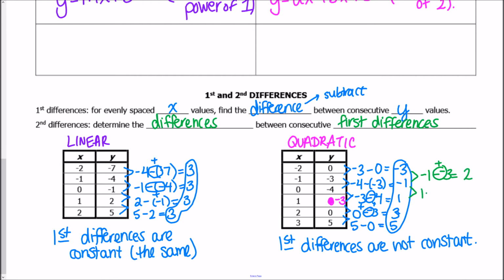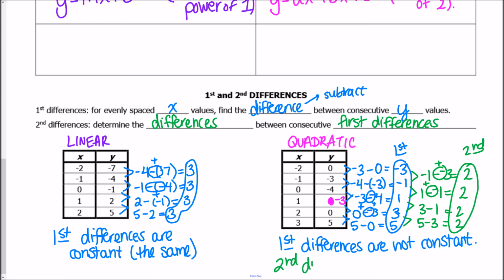Here I would do 1 minus negative 1. The minus and negative turns into a plus, so I get 2 again. Here, I would do 3 minus 1, so I would get 2. Here, I would do 5 minus 3, and I would also get 2. So if you notice right here, the second differences are constant. We'll label this as our second differences. So we can say that our second differences are constant.